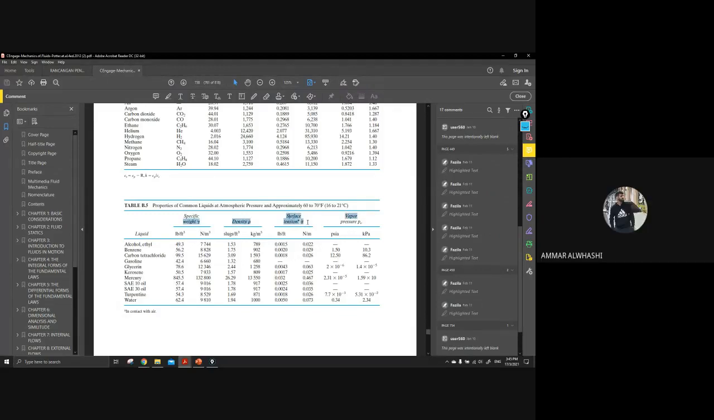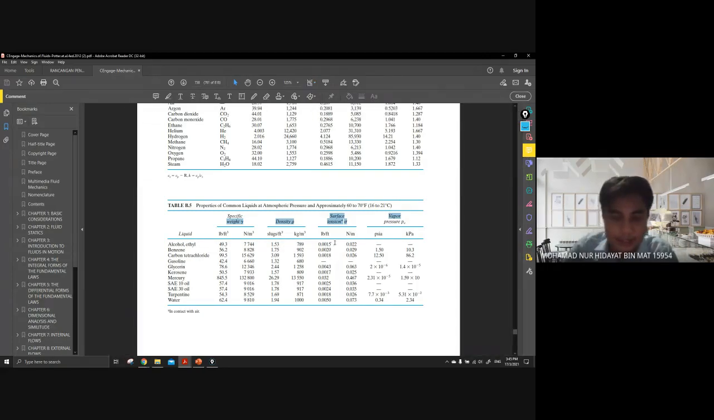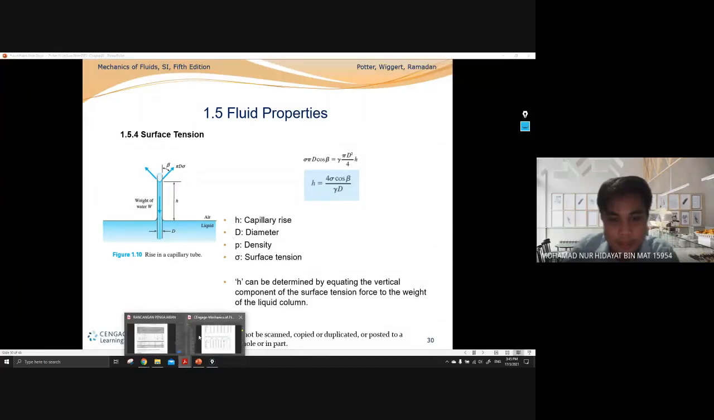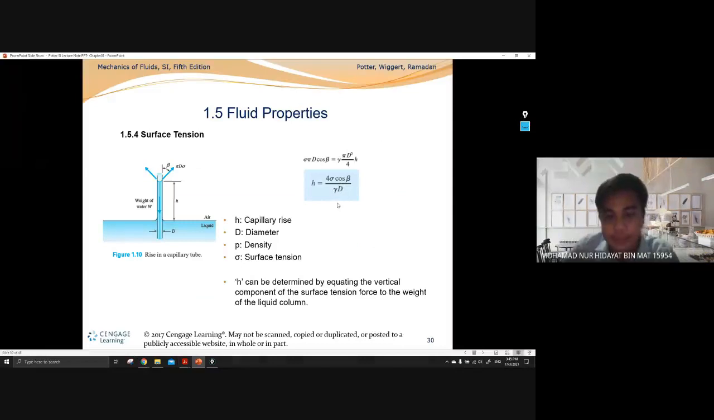Basically, this is the English unit, and this is the SI unit. Different kinds of liquid will have different surface tension, for example water and alcohol. So you need to refer to the table, table B5, and just put in the value. I think this is a straightforward question.